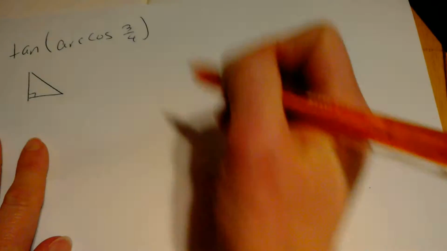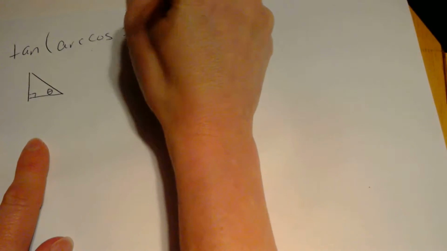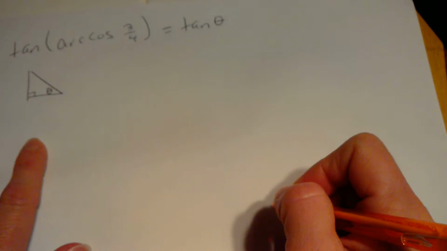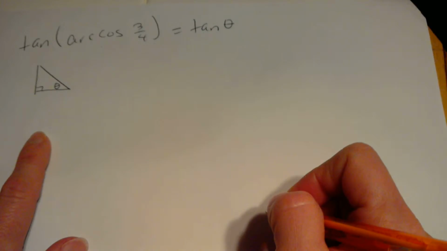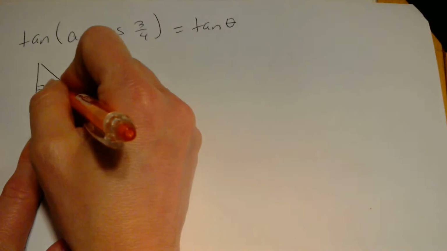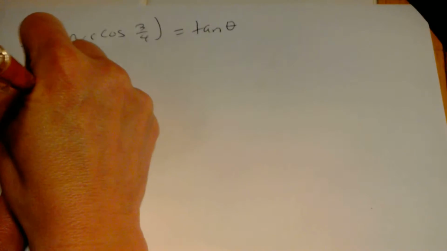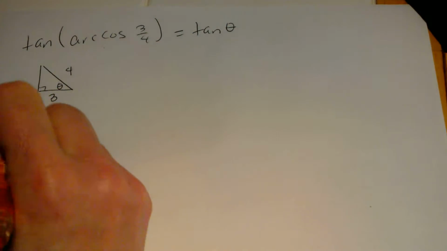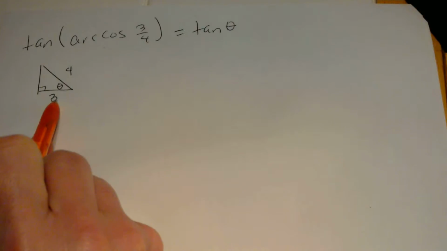So what we're going to do is draw a triangle. Okay, so here's our angle. What we're looking for is tangent of this angle. Our cosine is 3/4. For my angle, cosine is adjacent over hypotenuse. So we just need to find our other side because tangent is opposite over adjacent.